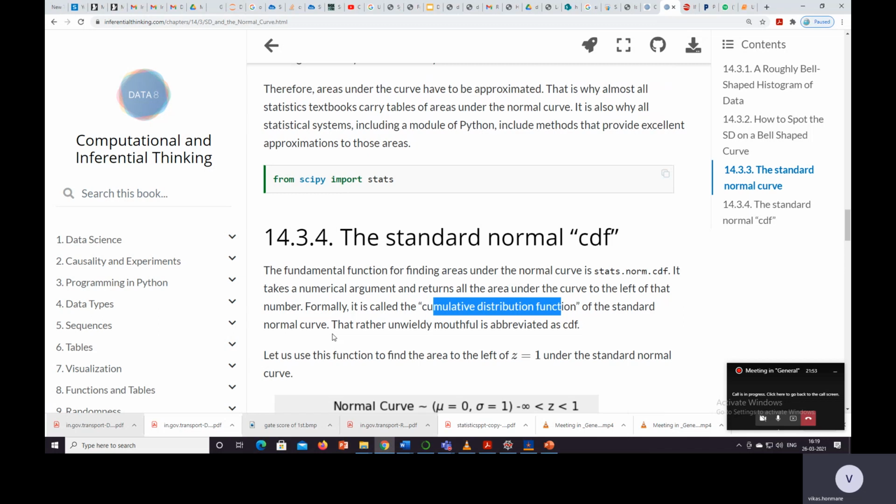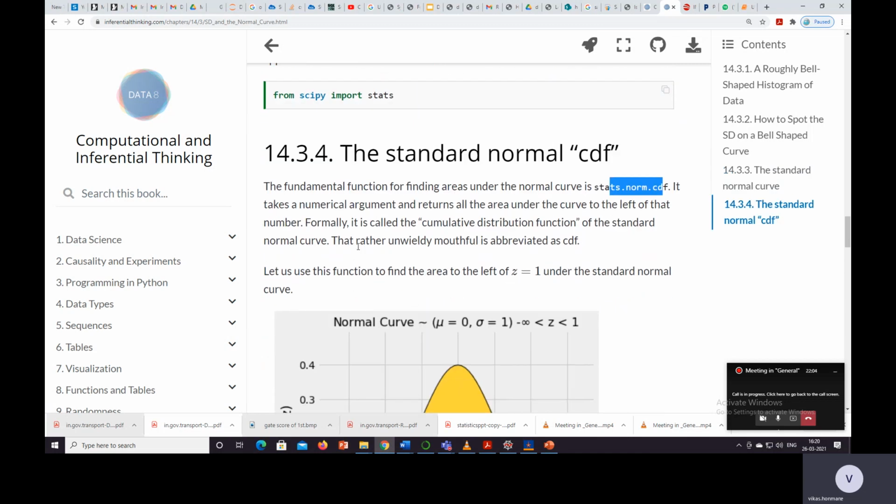So the cumulative distribution function we compute by using stats.norm.cdf. That rather unwieldy mouthful, the cumulative distribution function, is abbreviated as CDF. So let us use this function to find the area to the left of z equal to 1.